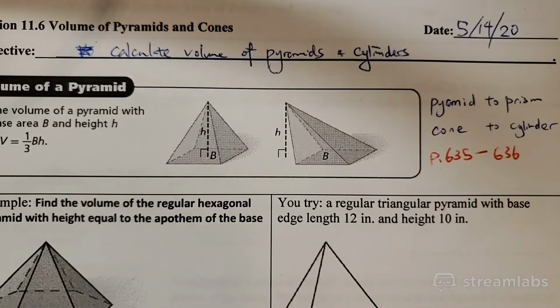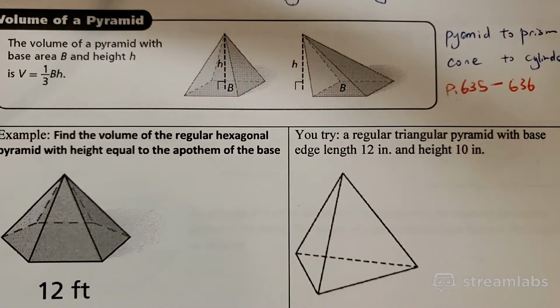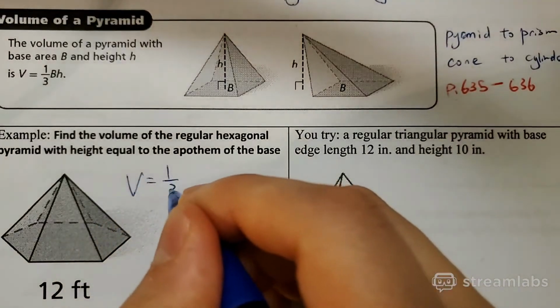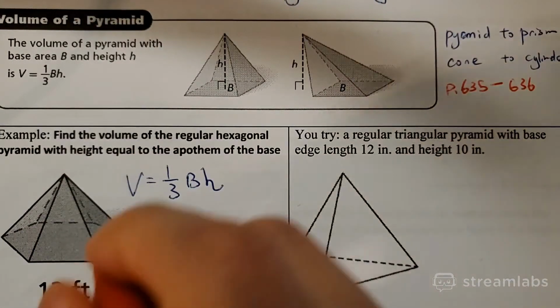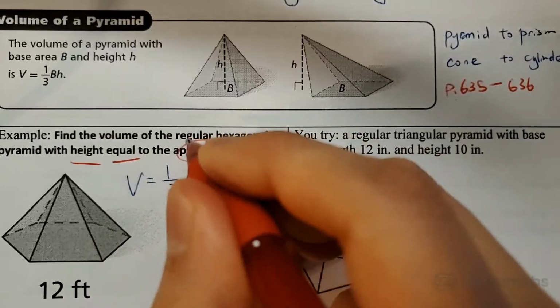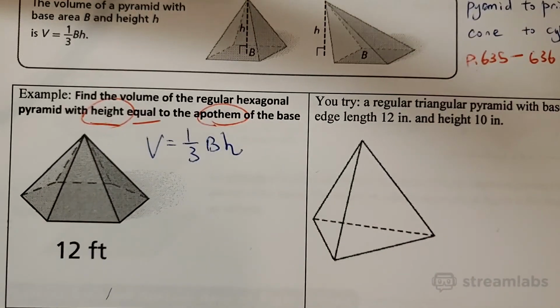Okay, so example problem. This is a hexagonal pyramid. Your volume is naturally 1/3 base times height. They didn't tell you the height, but they did tell you that the height is equal to the apothem. So height is apothem here, but I haven't found the apothem yet, right? So you've got to find the apothem first.